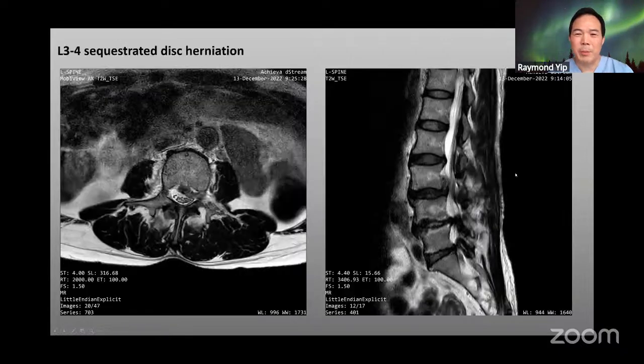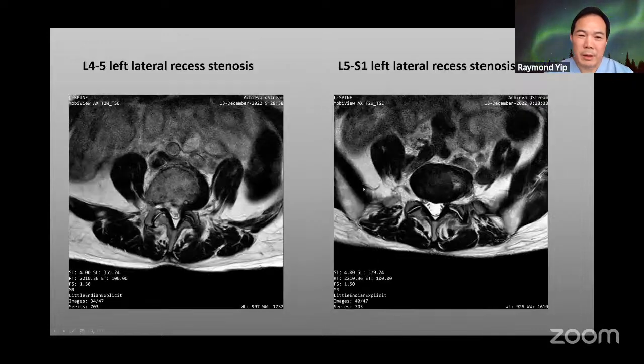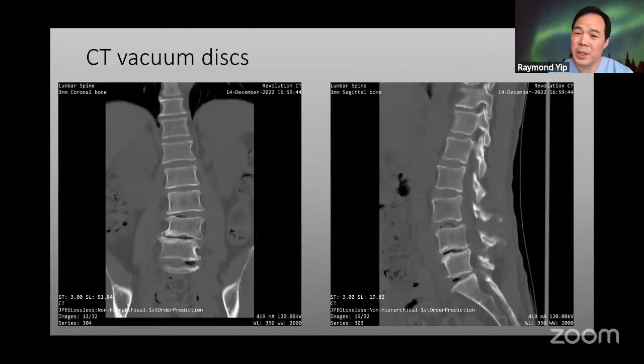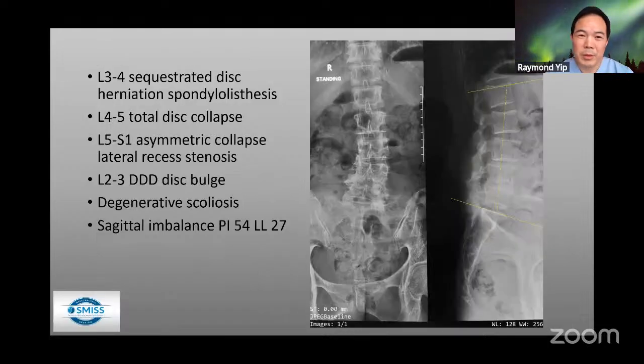And what's happened on the MRI is that the 4-5 and 5-1 discs have collapsed. They're not moving very well, and it's resulted in a massive disc herniation at 3-4, which you see here. So it's a sequestrated disc herniation at 3-4 on top of her problems at 4-5 and 5-1. And these are the spinal stenosis at L4-5, spinal stenosis at L5-S1. The vacuum discs, so the discs are gone. The discs have died. So sequestrated disc herniation, asymmetric collapse, and the 2-3 disc is also bulging.